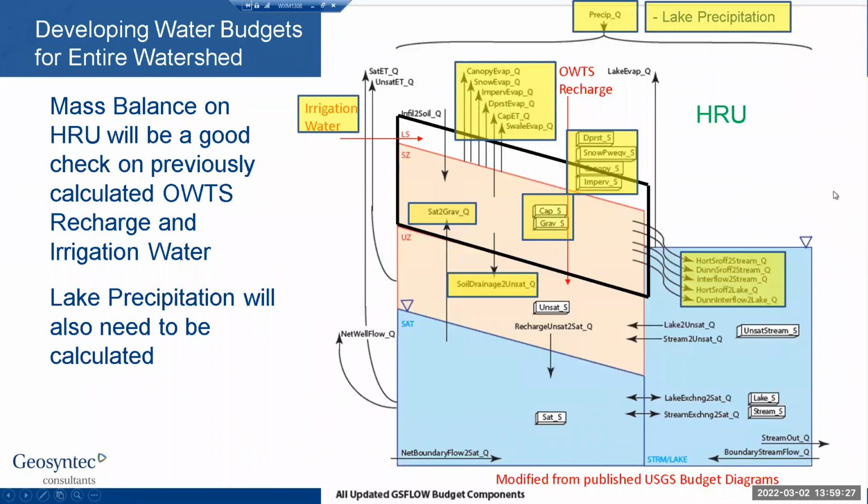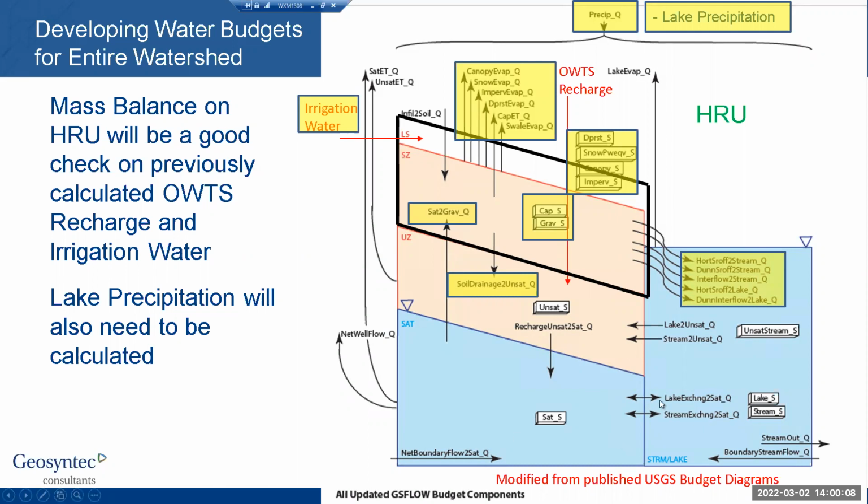This file, the GSFLOW summary CSV file, has a daily water budget for these 38 budget components. We can also back calculate 2 additional components, the irrigation water and the ODS recharge. So now we can have a daily mass balance for the entire model. But the list file, which is a standard output file from MODFLOW, is also useful for developing a water budget for the entire model domain.